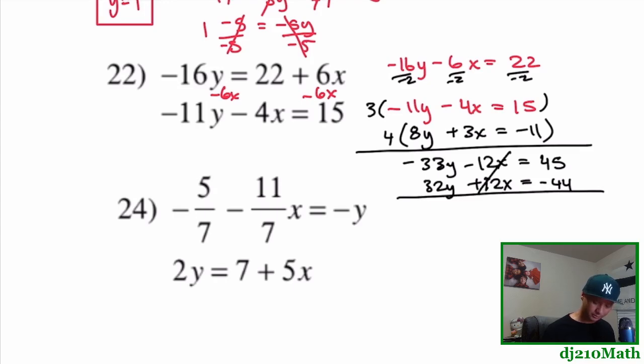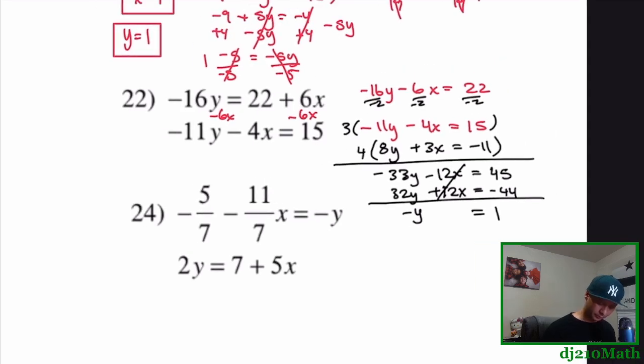X's cancel by design. And this will be negative y equals 1. So y is equal to negative 1. Y is equal to negative 1. Where am I going to put that? Y is equal to negative 1.